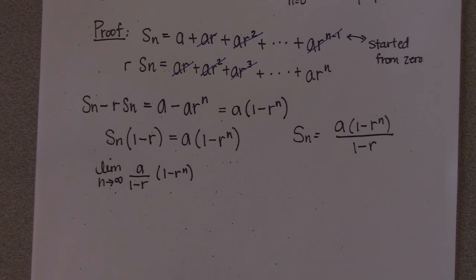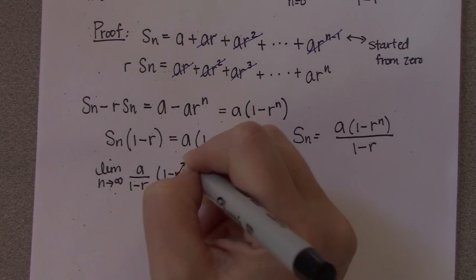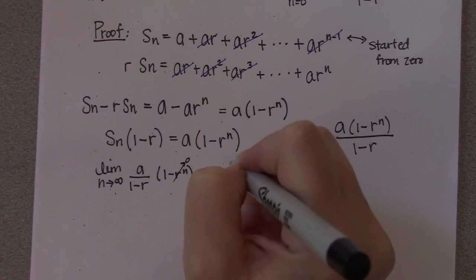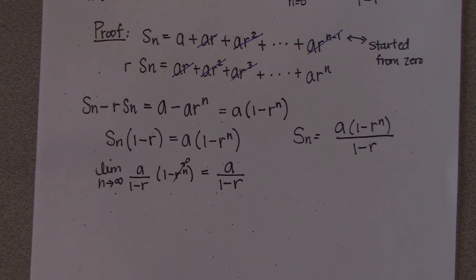Well, it's not quite 0. The limit of r to the n is 0. So the limit of this just becomes 1, right? So remember, r had to be a number less than 1. So if you take a number less than 1, like if that were 1/2, and we had 1/2 to the n, we know that that limit would go to 0. So what happens, this piece right here goes to 0, and so you just end up with a over 1 minus r.